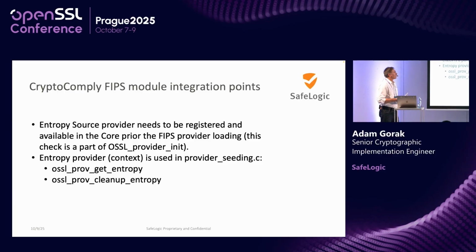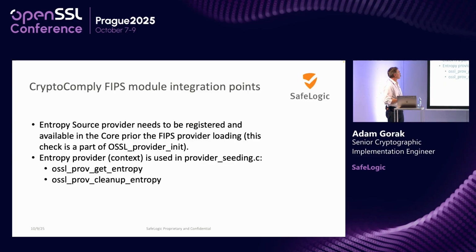Right, how are we using the crypto-comply entropy provider in our crypto-comply FIPS provider? Of course, the entropy provider needs to be configured and present in the running context. So the initialization of the crypto-comply FIPS provider fails if the entropy provider is not available or it's malfunctioning, for example, if it's in an error state or cannot generate the required entropy.